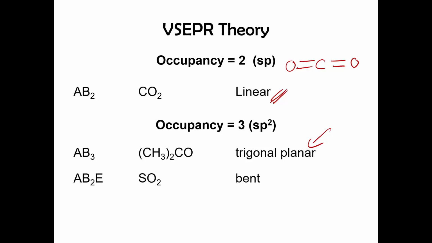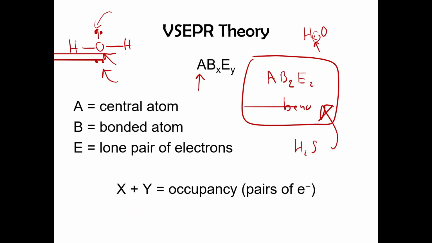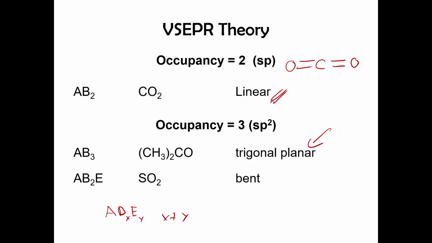Occupancy means total, it's X and E together. If you have, it's B and E together, right? You have A, B, E. Right, if this was X and this was Y, it's X plus Y. I think I have that on the other slide, right? Yeah. X plus Y is occupancy. I just kind of rushed over that, right? So that's the pairs of electrons on a central atom.